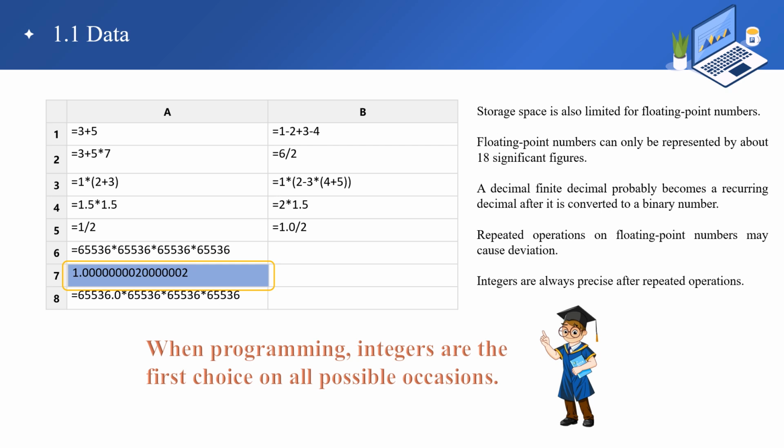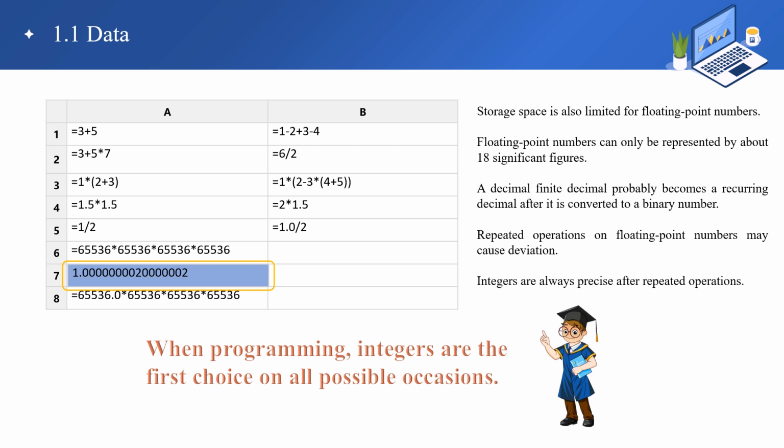Deviation can accumulate to lead to unexpected error when the imprecise number undergoes a series of operations. In contrast, integers are always precise after a series of operations. Therefore, integers are the first choice on all possible occasions.